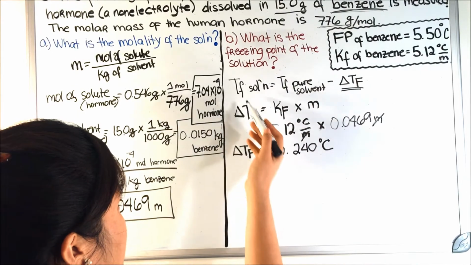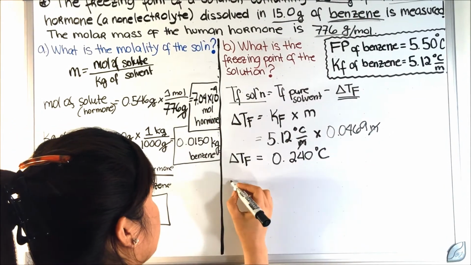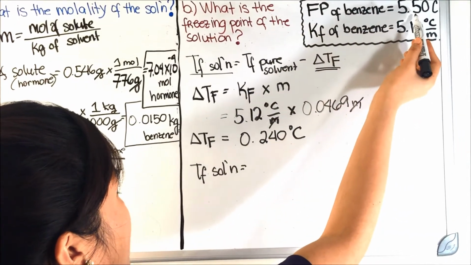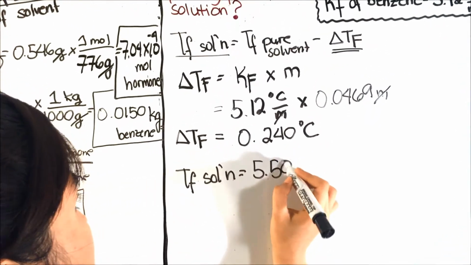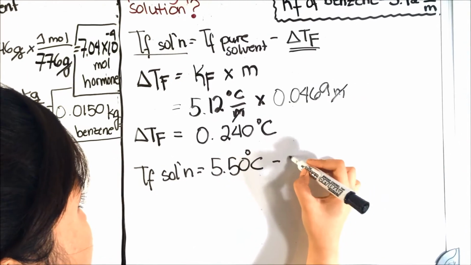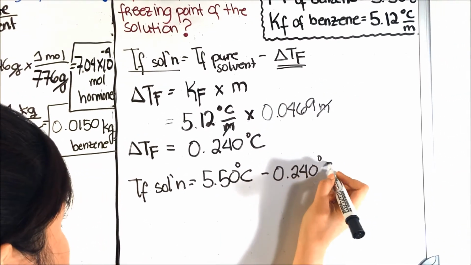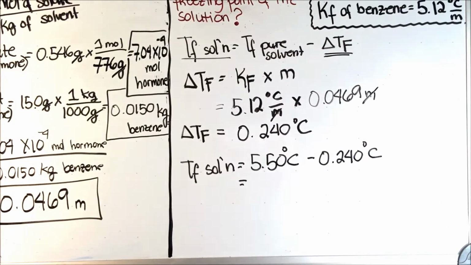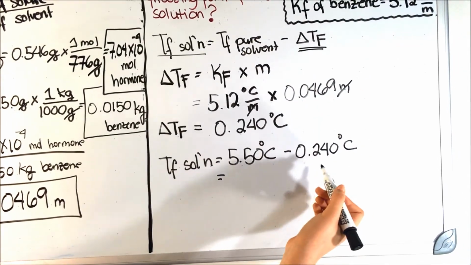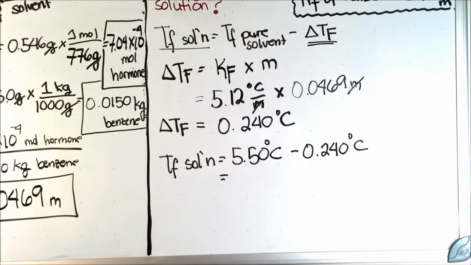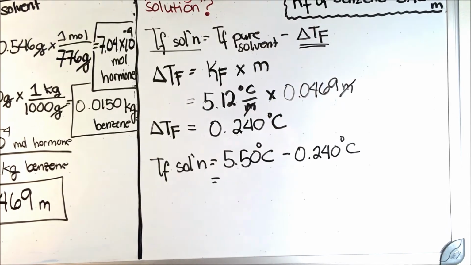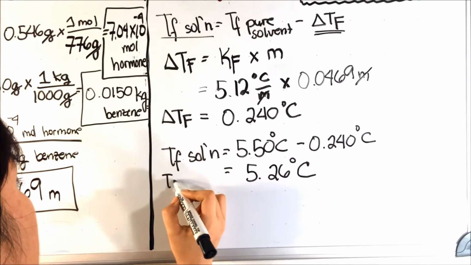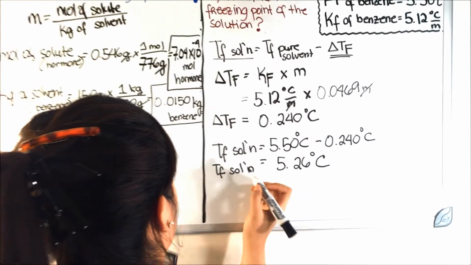So now that we figured that out, we can then solve for the freezing point of the solution. So the freezing point temperature of the solution is equal to the freezing point of the pure benzene, which is 5.50 Celsius, minus the freezing point depression, which is 0.240. Now, just an important side note, the freezing point of the solution will always be lower than the freezing point of the pure solvent, which in this situation proves that. So then we can plug that into our calculator. 5.50 minus 0.240 is going to equal 5.26 Celsius. So then we just figured out the freezing point temperature of our solution.